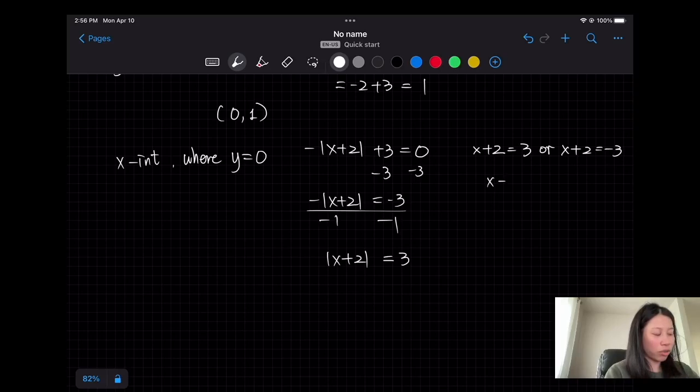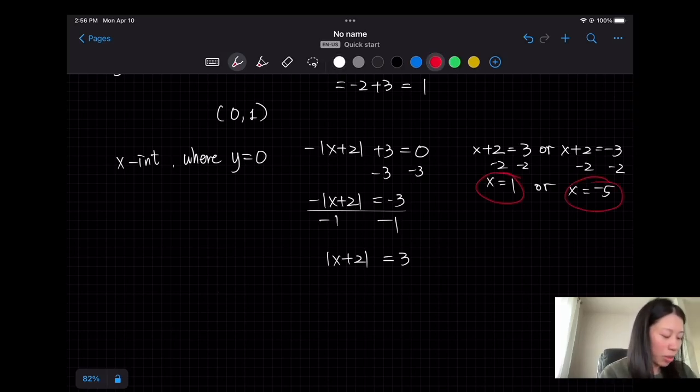Now continue to do that. I subtract 2 on both sides. I get x equals 1, or for x plus 2 equals negative 3, I subtract 2 on both sides, which gives you x equals negative 5. Which means we will have two x-intercepts. One is (1, 0). The other one is (-5, 0).